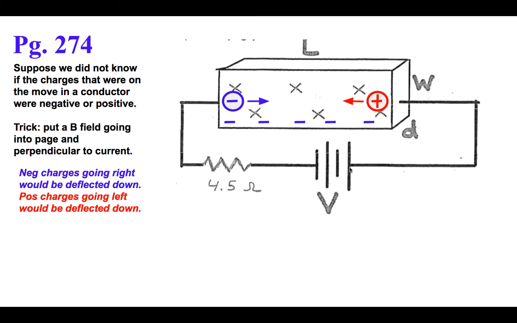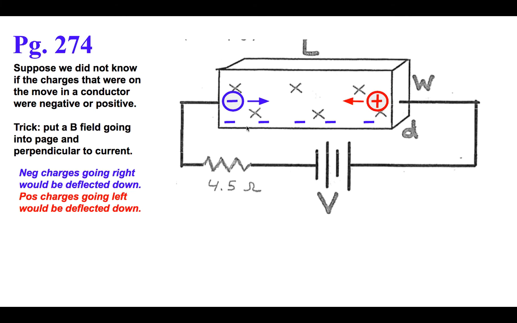And so you would actually see a difference by just measuring which side of this block is at high voltage, and you can distinguish whether it was negative charges moving left to right or positive charges moving right to left. So you can actually tell that. And this extra voltage difference that builds up across this thing is what's called the Hall effect.